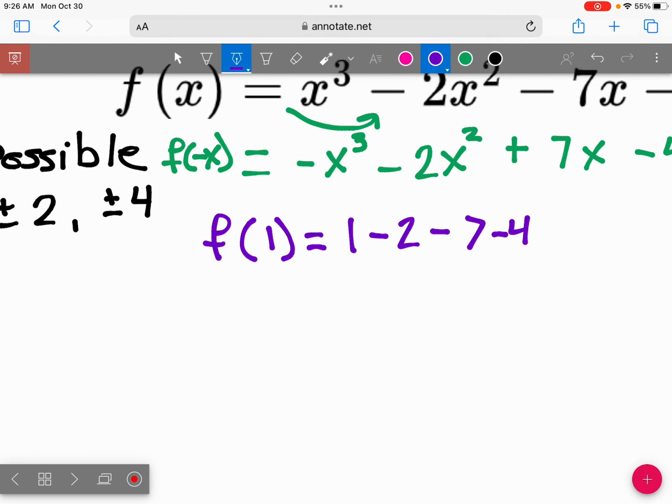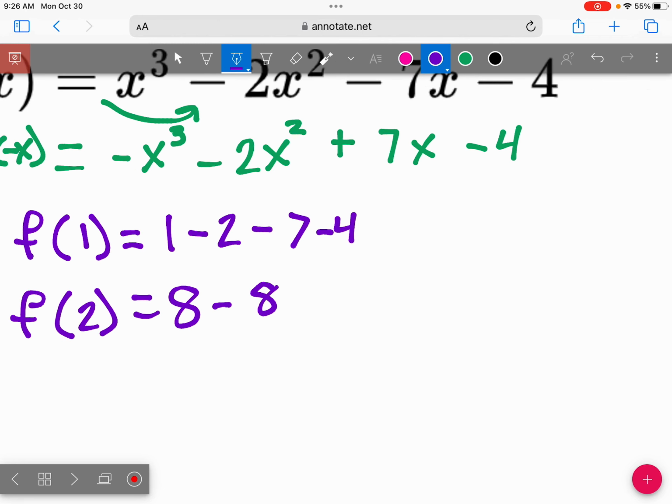So which root do you want to do next? 2. Sure, let's do it. F of 2. 2 cubed minus 2 times 2 squared, minus 8, minus 7 times 2, 14, minus 4. Is that going to equal 0? Nah. We're going to wind up with negative 18.